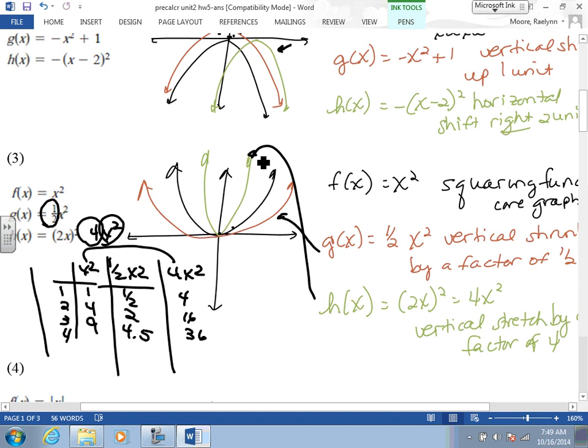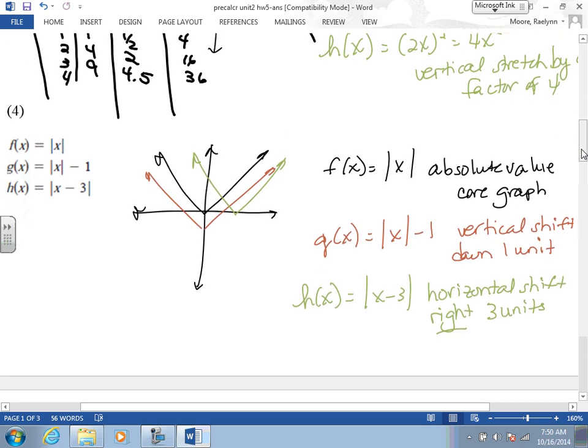It stretches it. So a lot of times kids get confused and they say this is a shrink, this is a stretch. Just the opposite. This is stretching my distance. This guy is shrinking my distance, flattening it out. Okay? That's the only part we didn't hit yesterday. And does that affect my domain or my range? No. No effect on my domain or my range.